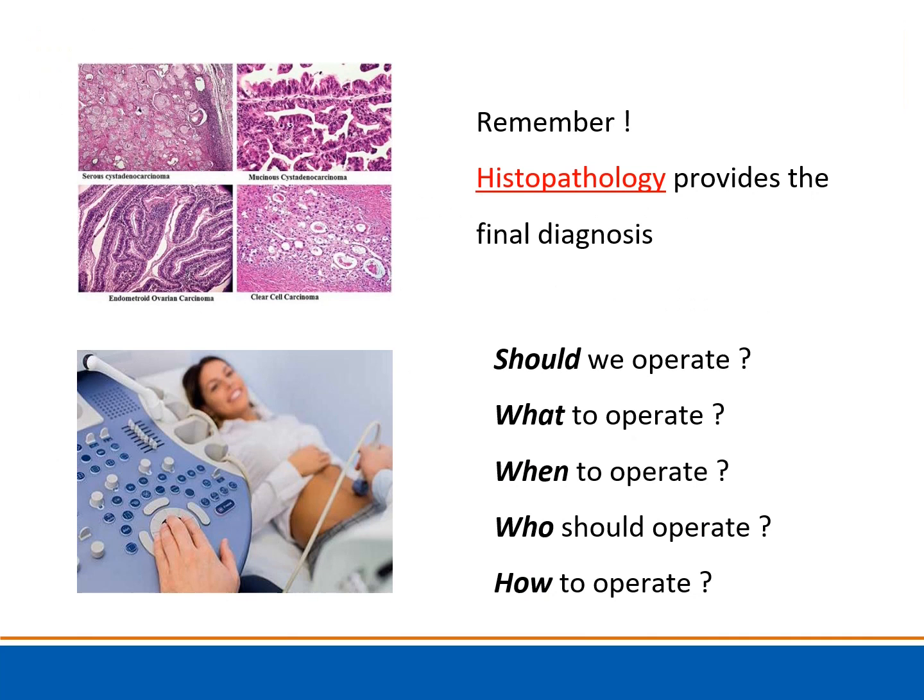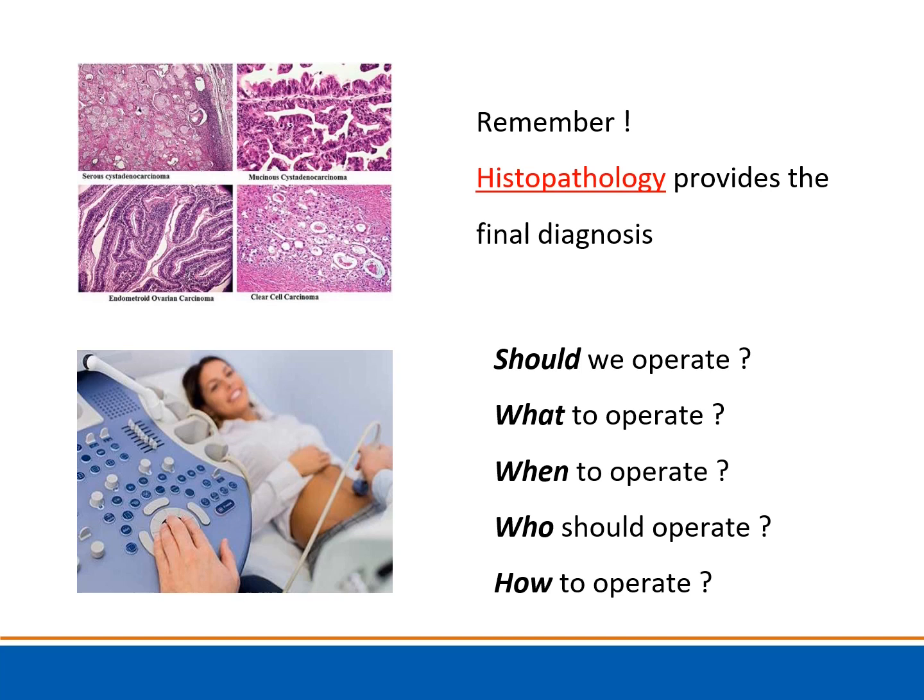Now remember that histopathology provides the final diagnosis in the management of a patient with an ovarian mass. However, there are certain questions which you need to answer before surgery. The first being, should we operate on this patient at all? Second is what to operate. Do we remove the ovaries?